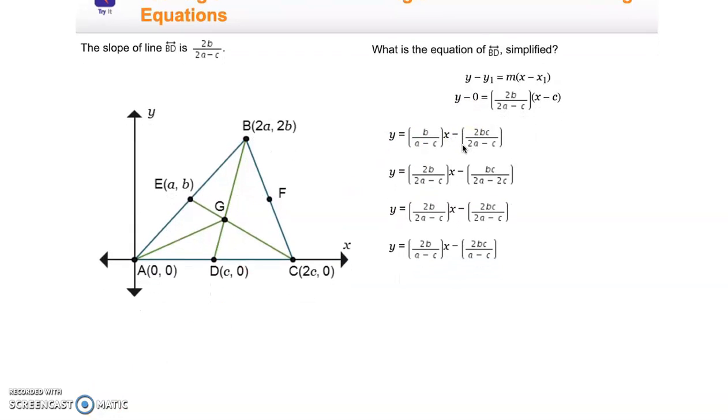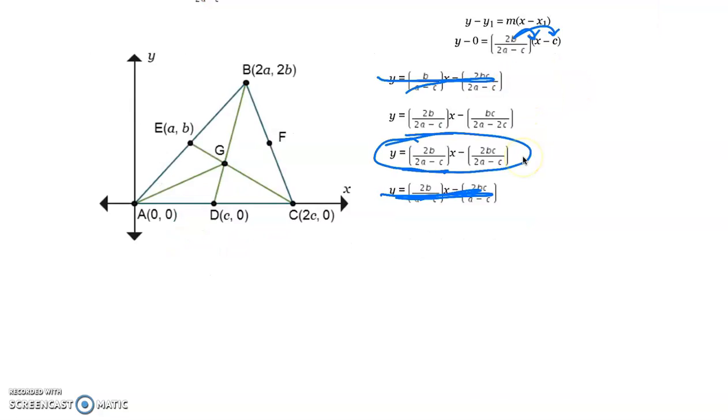So it's just going to be like distributing this and this. And so if we have 2b over 2a minus c times x, well, this one and this one have that in here. So we've narrowed it down to these two possibilities. And then we take a look, well, 2b times c is 2bc, and then over 2a minus c. So this is the correct simplification. It's just a matter of distributing.